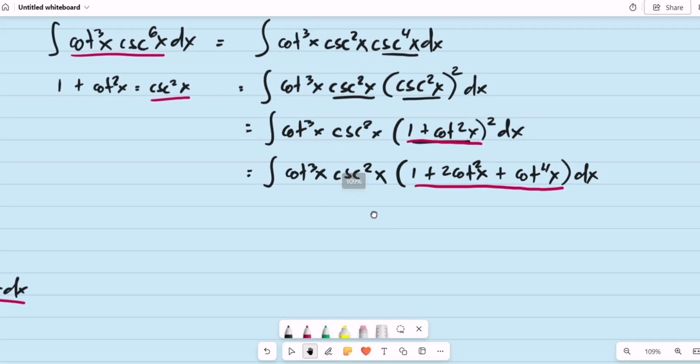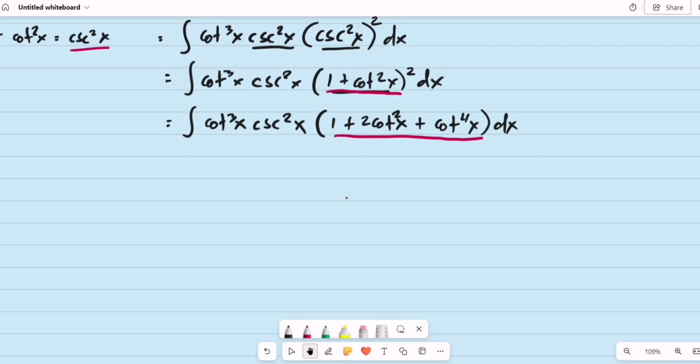So next step is we need to distribute this term to all terms inside the parentheses. So this is now equal to the integral of cotangent cube of x cosecant squared of x simply multiplied by 1, then multiplied by dx. Then plus, that is separated by addition operation, the integral of, we have a constant 2.